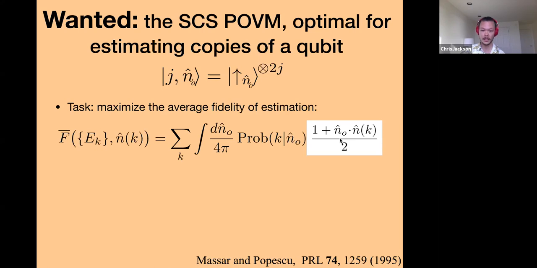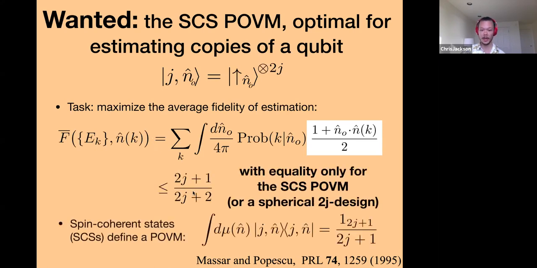All right, so it's actually easy to calculate the bound of this over all possible measurements you could do. And this bound is saturated by the so-called spin coherent state measurement, which is the measurement whose outcomes are projectors onto the same kind of state as this unknown state has been prepared. All right, are there any questions there?